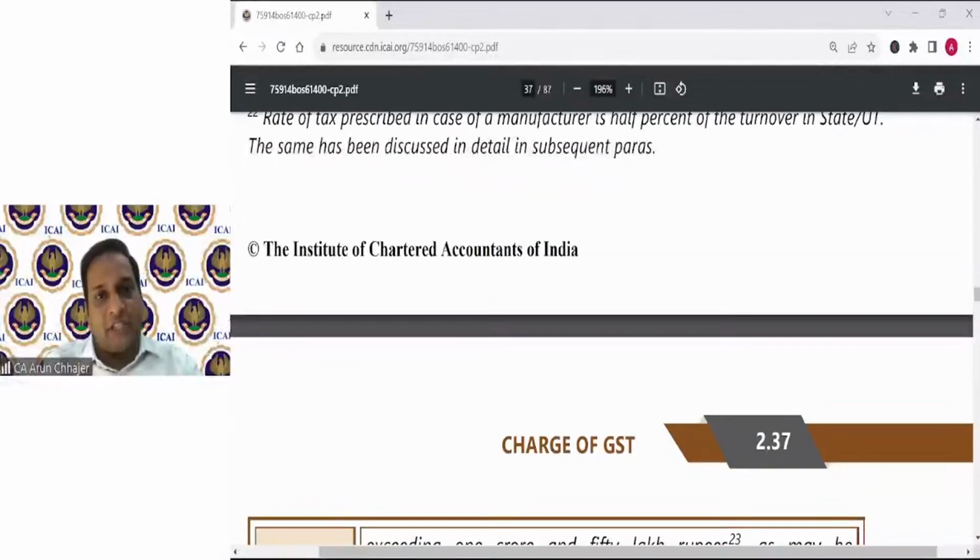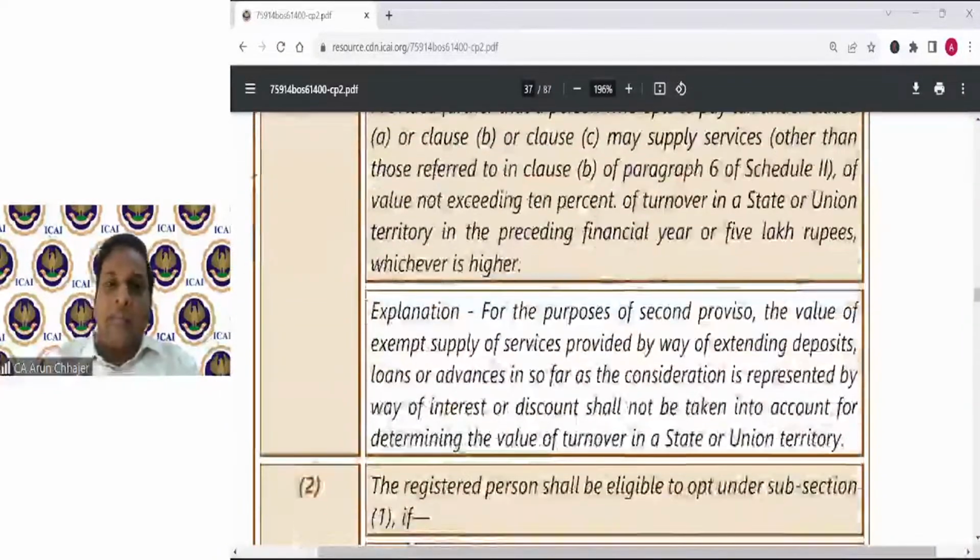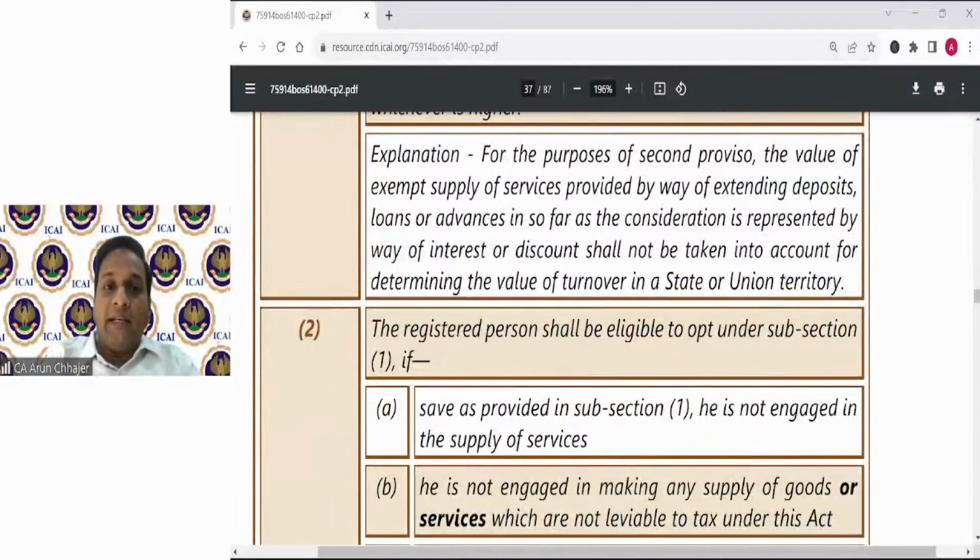We have completed Section 10 subsection 1, the normal scheme. Now Section 10 subsection 2 says that a registered person shall be eligible to opt. Now they are saying restriction and condition. One restriction and condition is given in Section 10 subsection 2, and a couple of more conditions have been given in Rule 5. Some conditions are in 10(2), and some more conditions and restrictions, which are given in Rule 5, we will discuss.